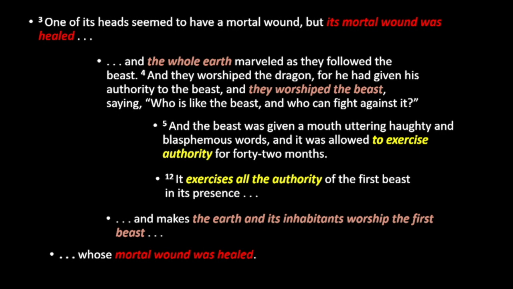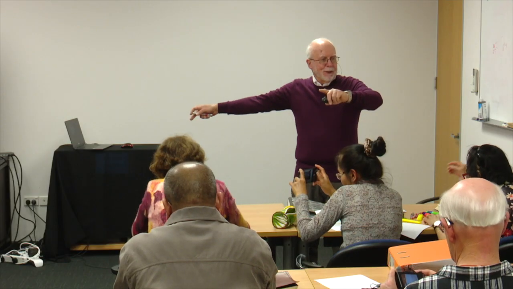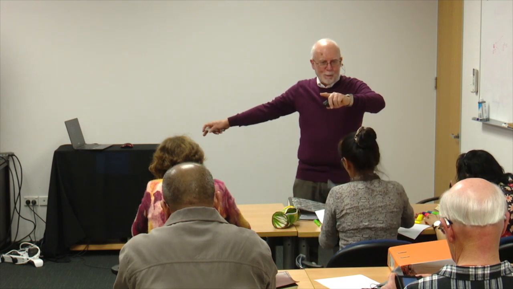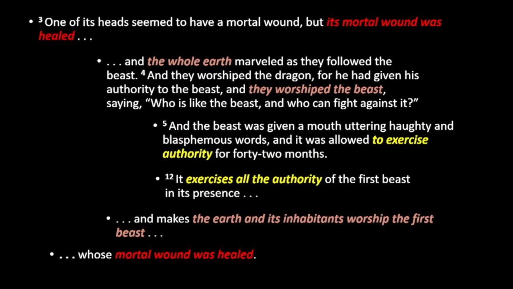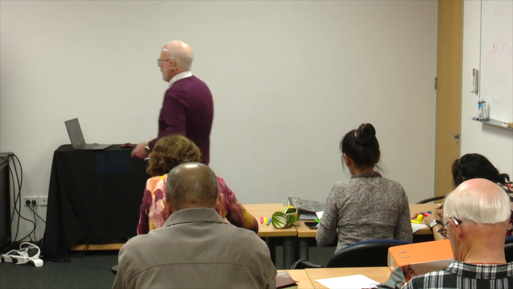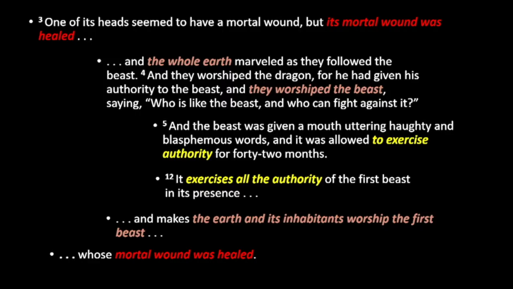So chapter 13, 3 to 5, is related to chapter 13, 11, 12. We okay on this? That's the connection I want you to see. Because what chapter 13, 11 following is going to be doing is expanding verses 3 to 5. You following? He's planting the seed here, but now he's going to be developing it. And this is all going to happen through the activity of the second beast. He's the one who's going to exercise the authority of the first beast in his presence. He's the one who's going to make the earth and its inhabitants worship the first beast.